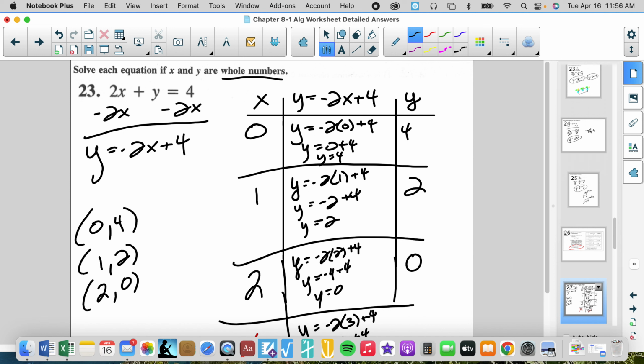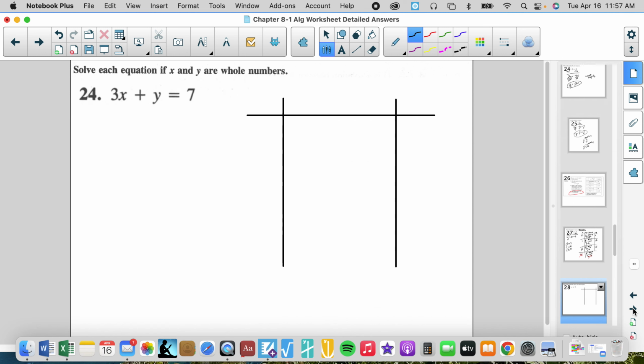Mr. Mack, why did I start with 0? Why didn't I start with -1? Well, because -1 isn't a whole number. So I'm always going to start with 0 in my x value, and I'm going to increase until my y value is not a whole number. Okay? So that's what we're doing here.